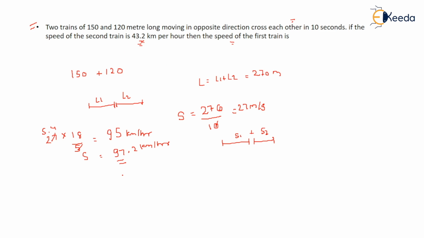So 97.2 minus the speed of the second train, that is this much, then you will come to know the speed of the first train, that comes out to be 54 kilometer per hour. Okay, simple. This is the third type of question that will come in your examination. Next question.